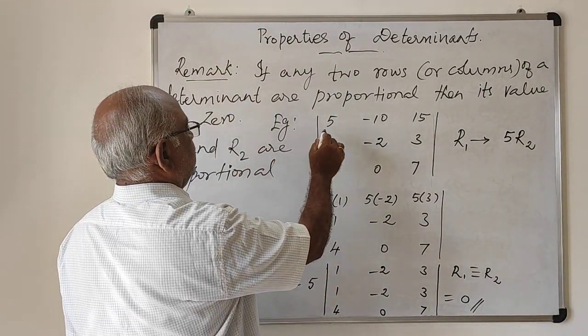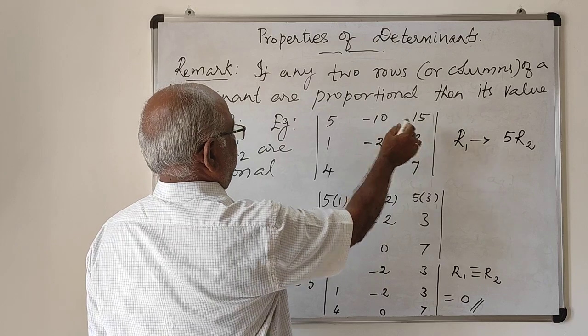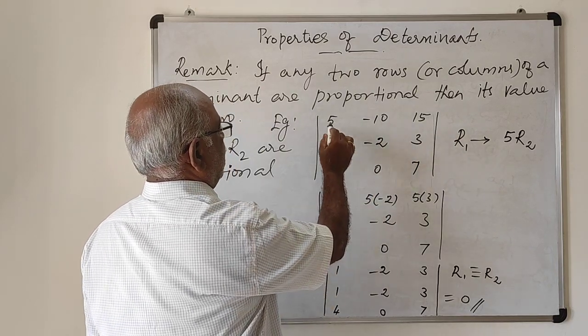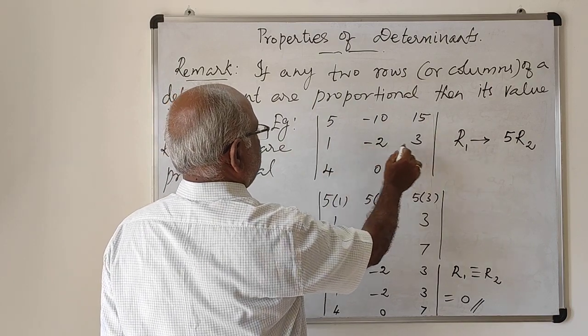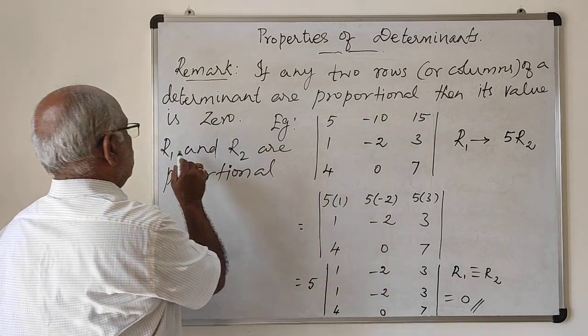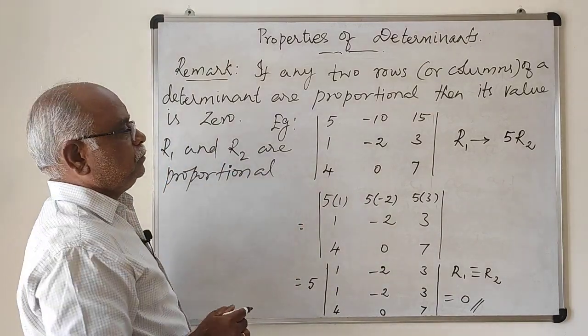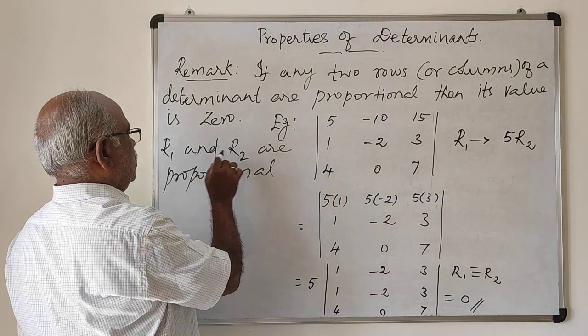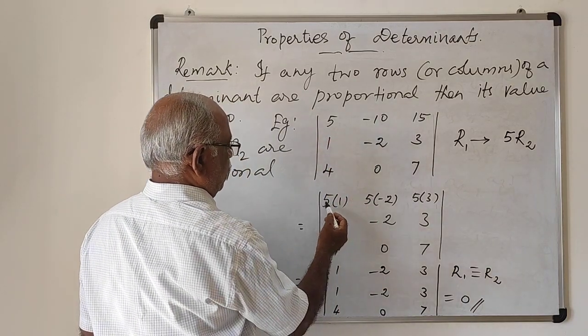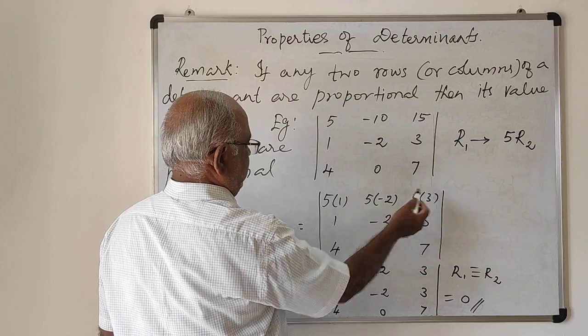Example, consider the determinant 5, minus 10, 15; 1, minus 2, 3; 4, 0, 7. Here, R1 is 5 times R2. R1 and R2 are proportional because R1 is 5 times R2. Therefore, 5 into 1, 5 into minus 2, 5 into 3.